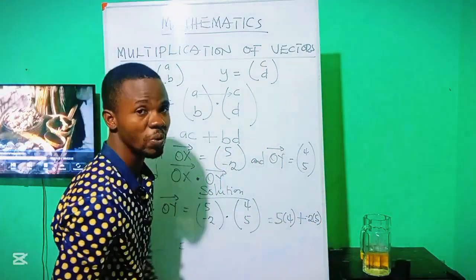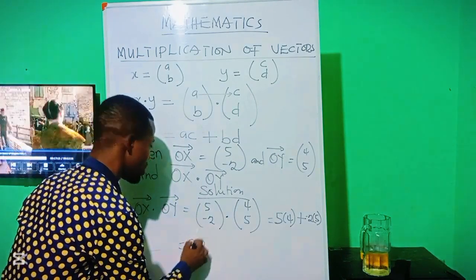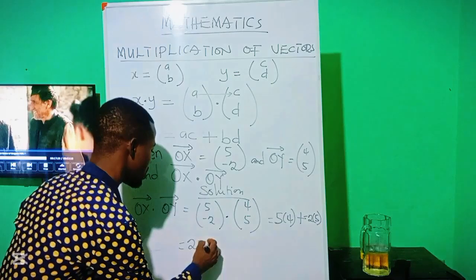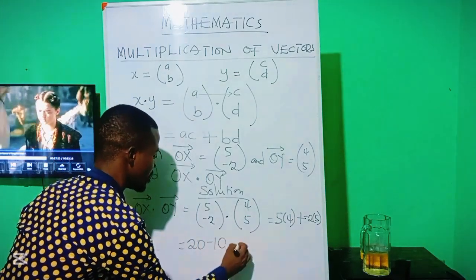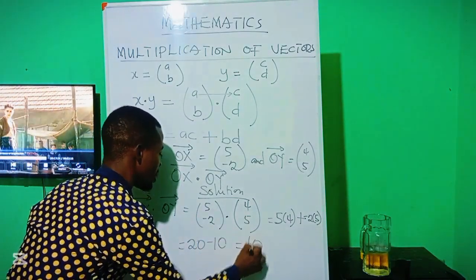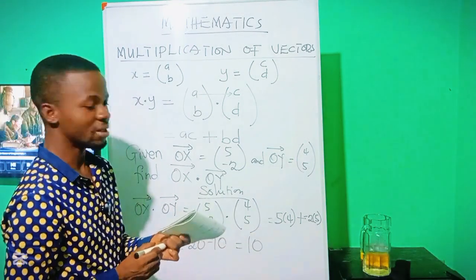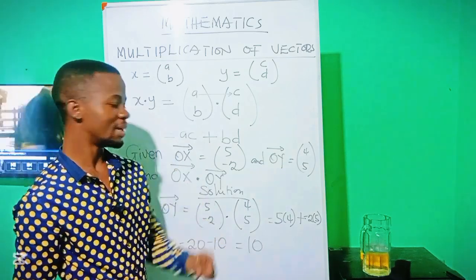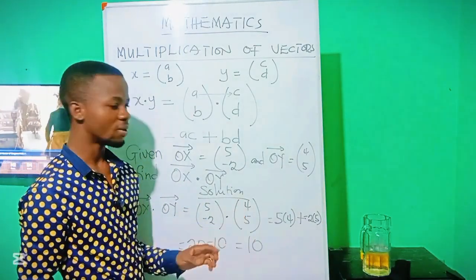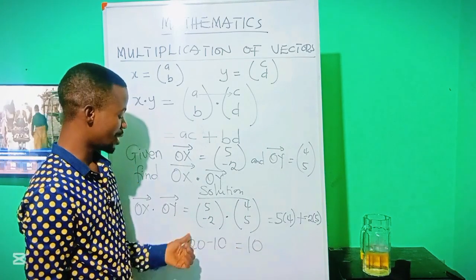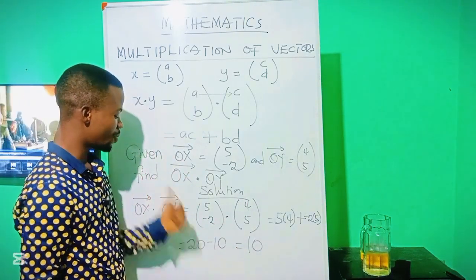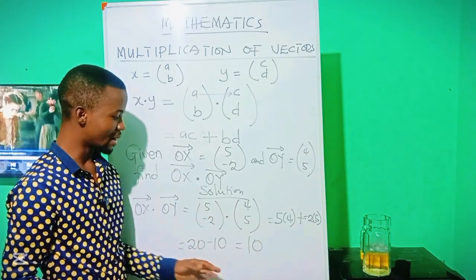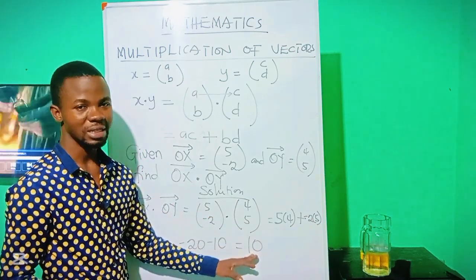5 by 4 will give you what? 20. -2 by 5 will give you what? -10. So our answer is what? 10. You see that after multiplying, you have a single number, which is a scalar. So remember that vector by vector will give you a scalar. So here, our answer for the product of ox and oy is given by 10. And that's our final answer.